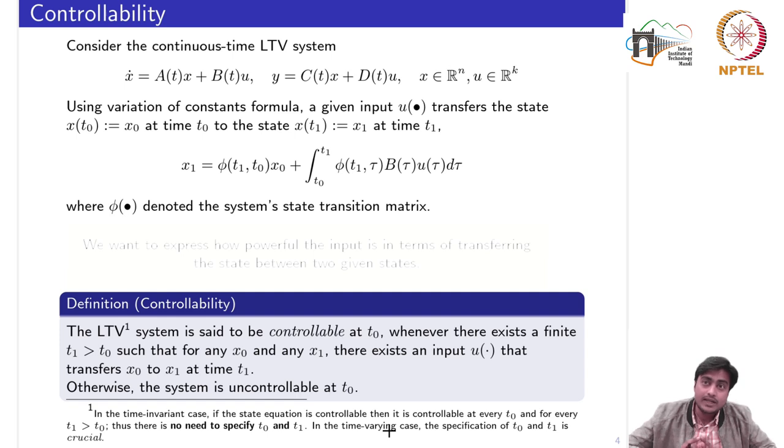Right? But for the time varying case, these two specifications of the times t naught and t1 are pretty much crucial, and once we develop the concrete results to test the controllability of the system, you would notice how these times t naught and t1 play the key role. Okay.